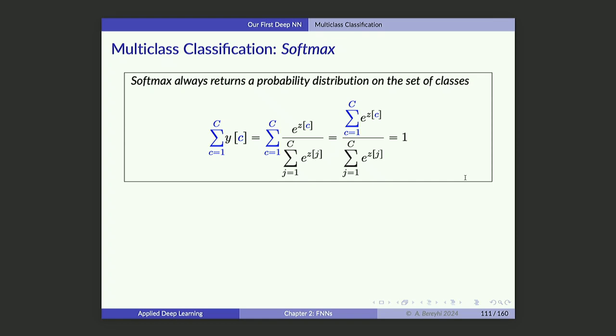Now, one other question: can Y be anything negative? No, because it's an exponent, right? The exponential function, e to the power of something, is always positive. Can it be more than 1? Of course not, right? So it basically has the property of a probability distribution. The output of softmax is basically a vector of probabilities. You add them up, it's going to be 1, and these are non-negative numbers, right? Clear? And this is basically what we want, because at the end of the day, we want to compute a distribution over our classes, right?